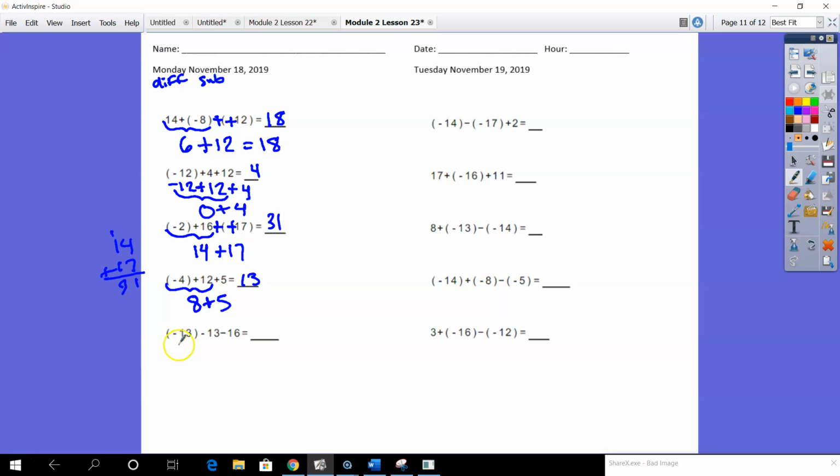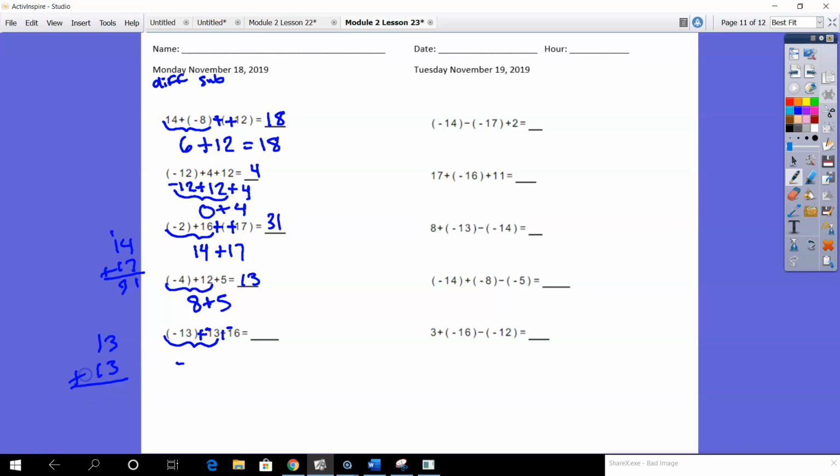Okay, next one, I see subtraction twice. So I'm going to change my subtraction to addition and do the additive inverse. So negative 13. Change subtraction to addition, so that's negative 16. So that then we have negative 13 and a negative 13. So we're not subtracting, they're the same sign. Oops. We're adding. I don't write the negative signs, I take the absolute value. So my answer is going to be negative because they are both negative.